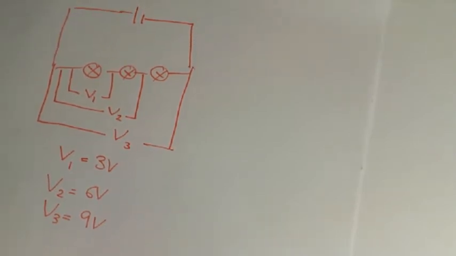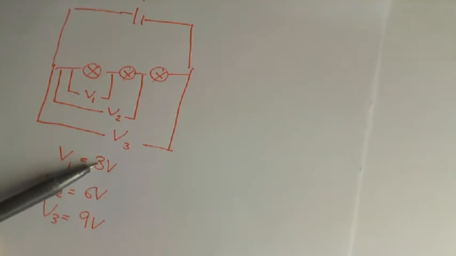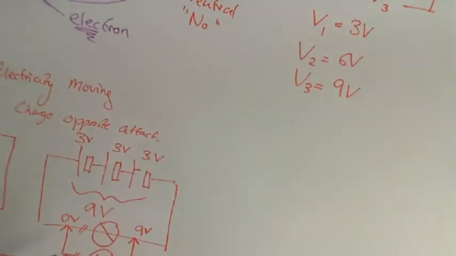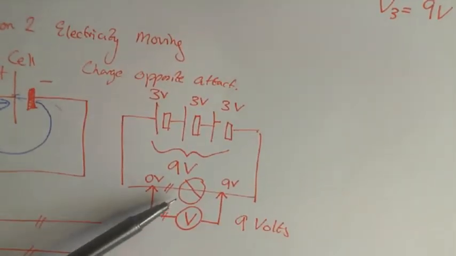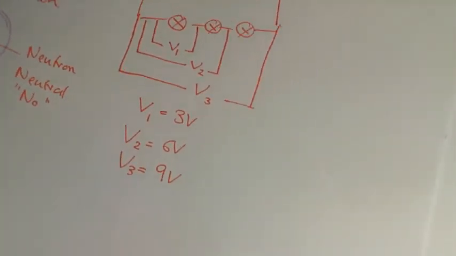And if you notice that each light bulb has now got a voltmeter reading of 3 volts, whereas before on this one, where it was just one light bulb on its own, that one had a reading of 9 volts. And remember, we said that voltage is how much energy each bit of charge has. So that means that there's less energy available for each light bulb, because they've got to share it out amongst themselves. Okay?